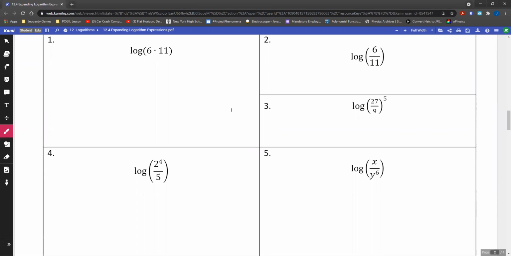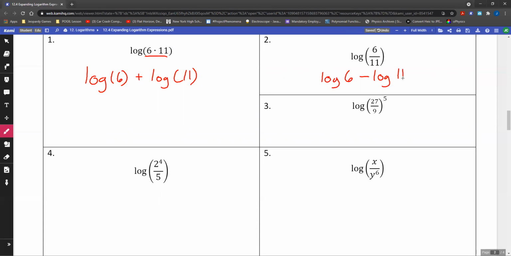So for this, they want us to simplify this using the log rules. Again, multiplication of those two terms is going to turn into addition of the separate terms, so log 6 plus log 11. All right. Over here, we're dividing 6 and 11, so this actually just becomes log 6 minus log 11. Again, division goes with subtraction, multiplication goes with addition.